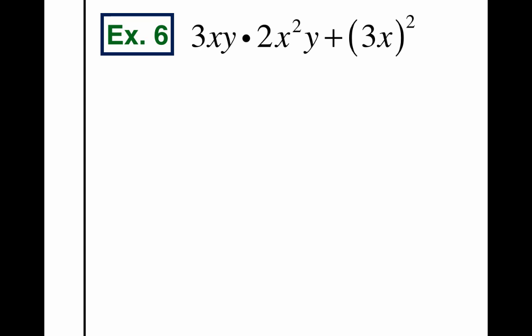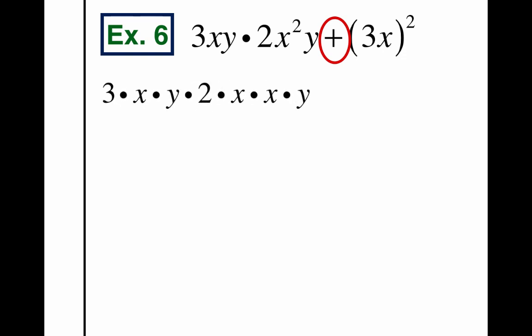Check this one out. This one's kind of crazy. 3xy times 2x squared y plus 3x squared. Man, write that down. 3xy times 2x squared y plus parentheses 3x squared. Now the process is the same on all of these. Expand, break it down, put it back together. So what you have to pay attention to is this problem is the first problem that has a plus sign in it, which means we got to be very careful about that plus sign.